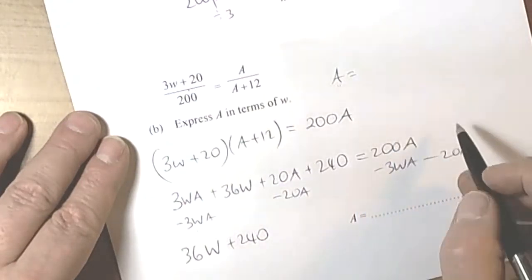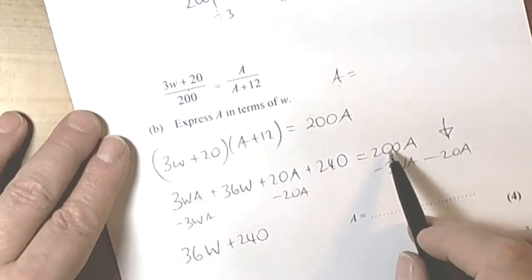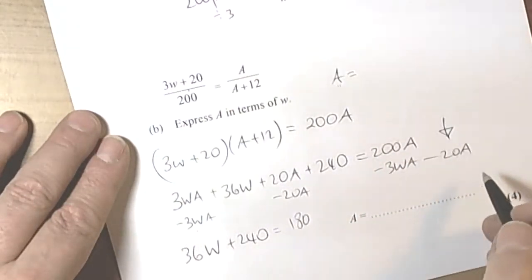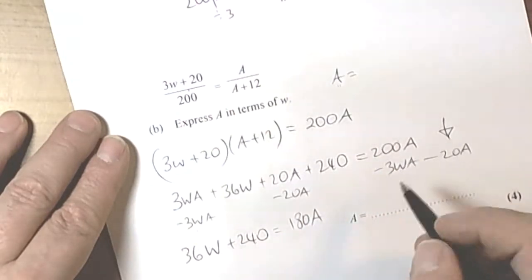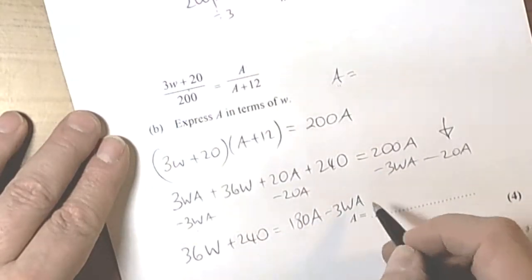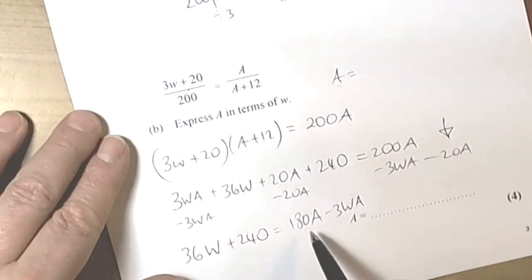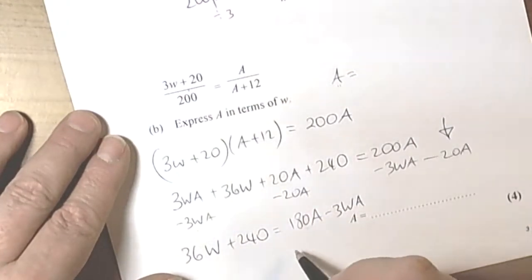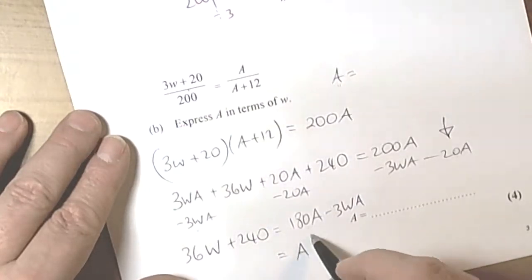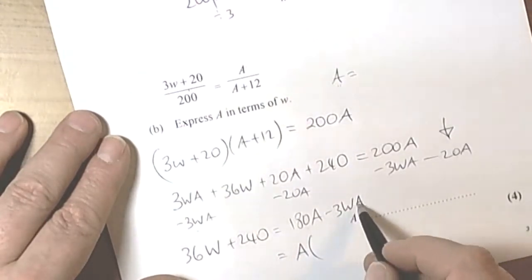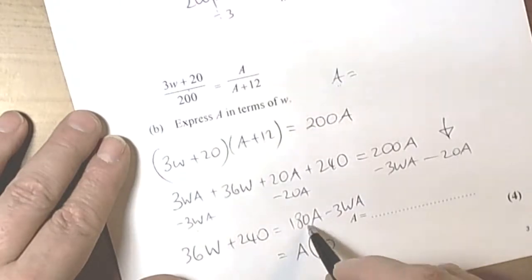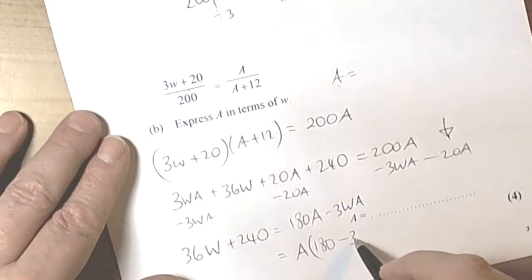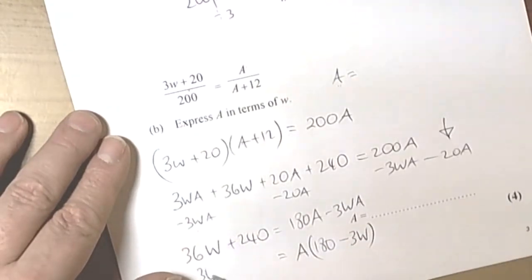Here I've got 200a, again, always thinking coming top down. So I've got 200a take away 20a. Well, that's 180a. And then I've got to take away 3wa. Now again, we've got a in two positions, two terms, so I need to factorise this now to get the a on its own. So take the a out as a common factor, so 180 there, and the a out, leave the 3w. So it's nearly done.